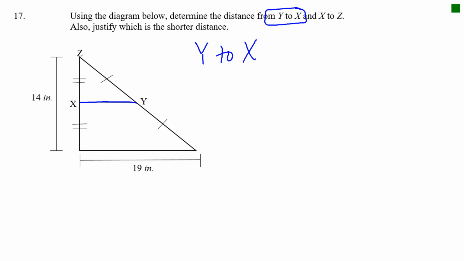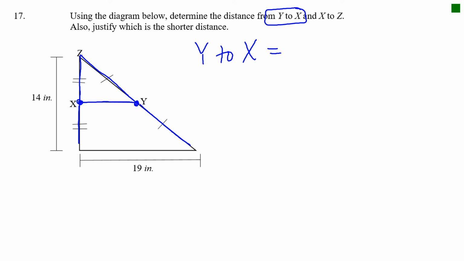Now, Y to X is what we would call a mid-segment, which is basically 2 midpoints connected together. A midpoint takes a line segment and cuts it in half into 2 equal pieces. That's why you notice here there's 2 tick marks, 2 tick marks. It's because X was the midpoint and it divided it into 2 equal pieces. Y is also a midpoint. If you see here, 1 tick mark, 1 tick mark. So it took that line segment and created 2 equal pieces.